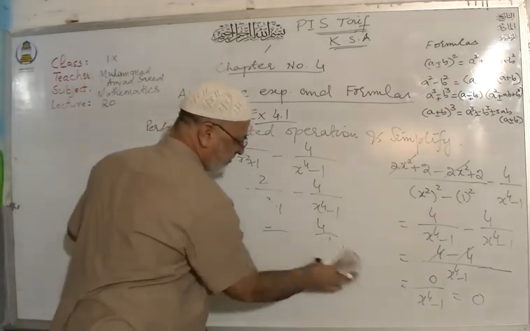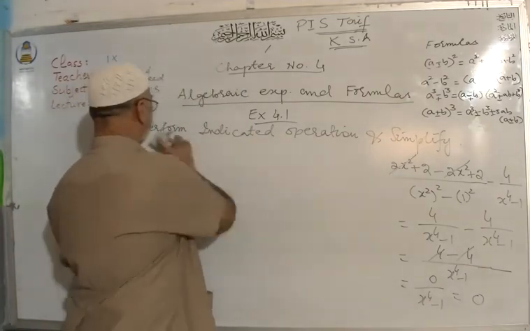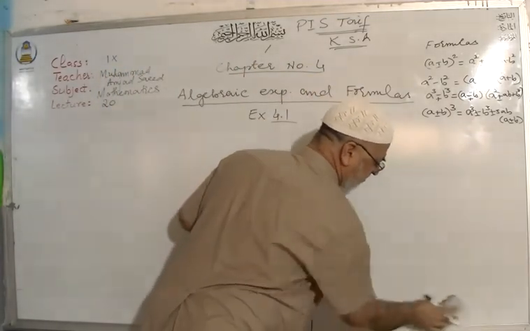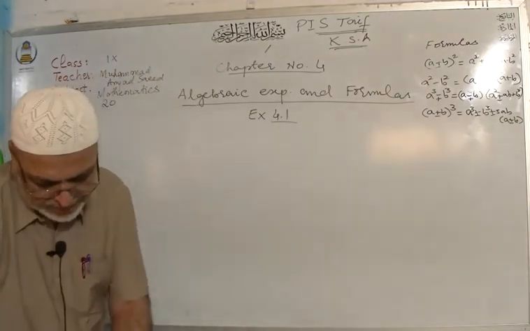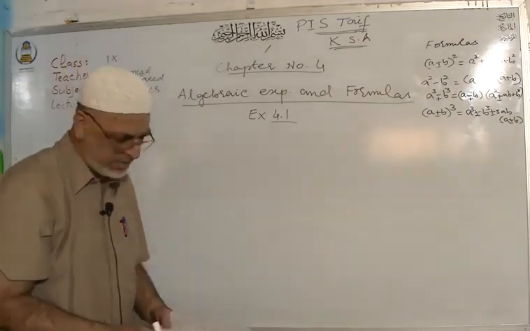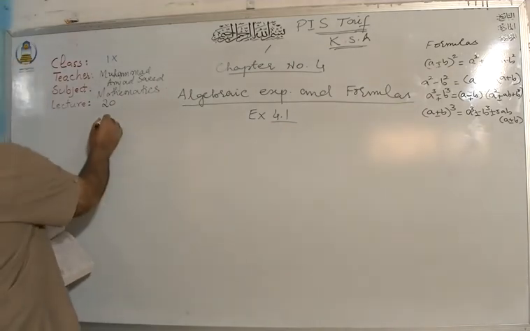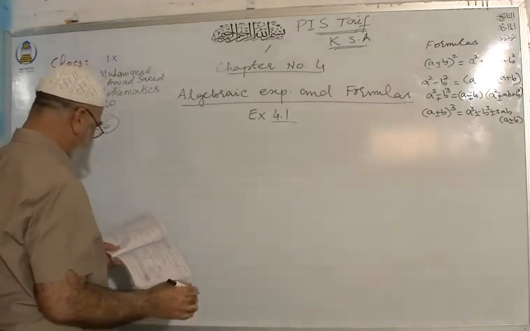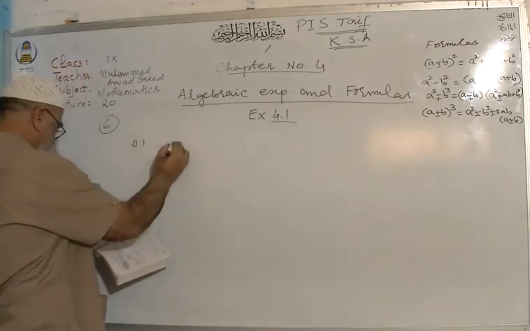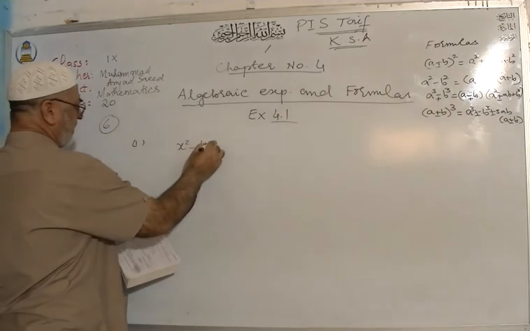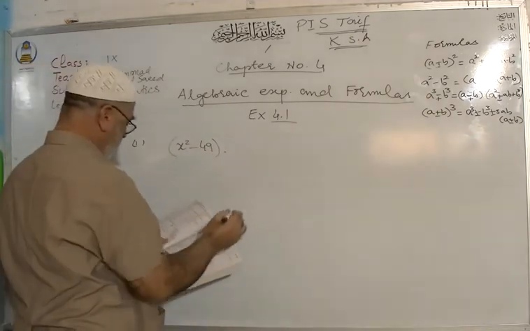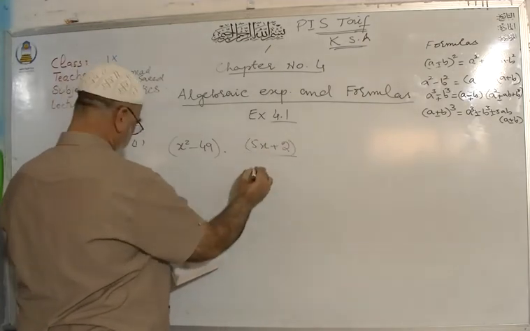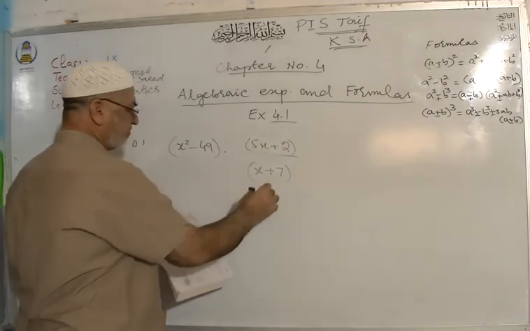After that, we will move to our next question. Question number 6. Perform indicated operation and simplify. X square minus 49 into 5x plus 2 over x plus 7.